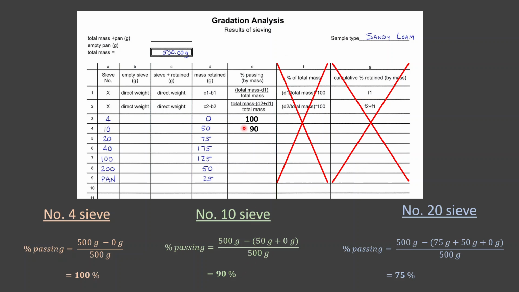And then we'll do one more together. The number 20 sieve, right, our sieve pans are getting incrementally smaller. We had 75 grams retained on the number 20. We have to account for the 50 that was retained above it and anything that would have been retained on the number 4 above that. So our original sample, 500 grams, minus 75 plus 50 plus 0, all divided by our original sample, tells us 75% of our sample is passing on through the number 20 sieve down on below.